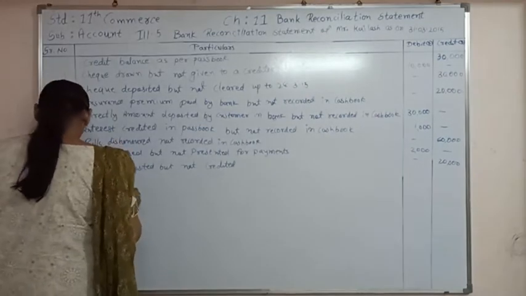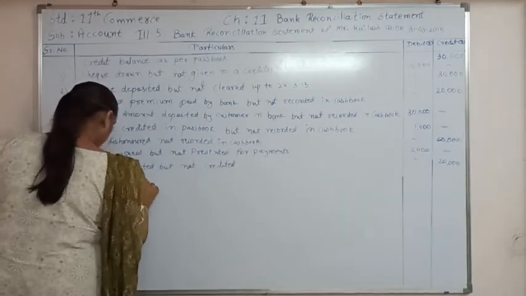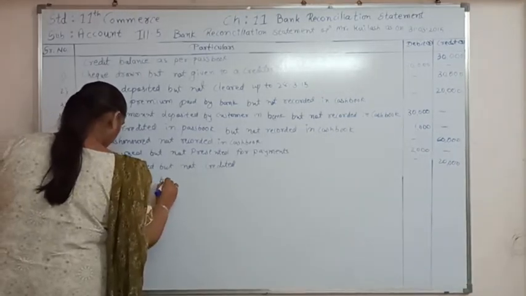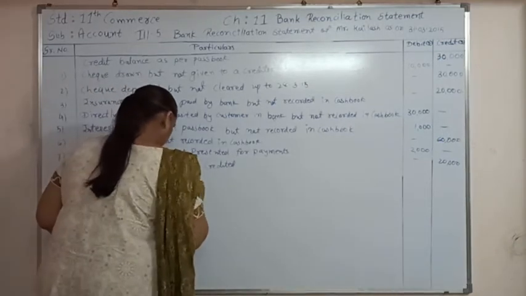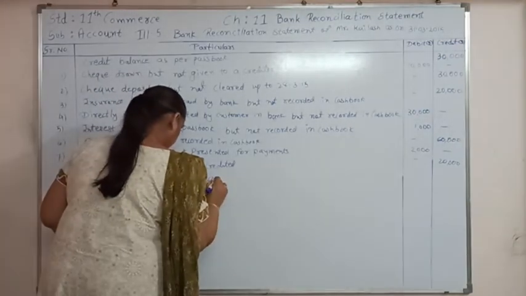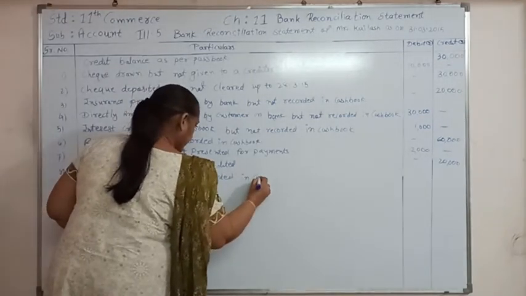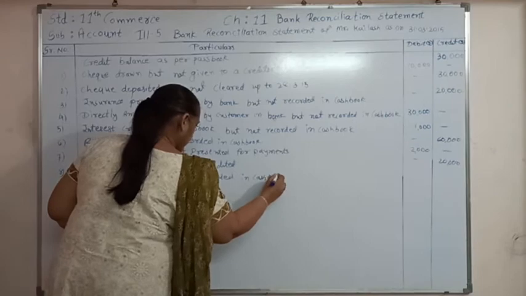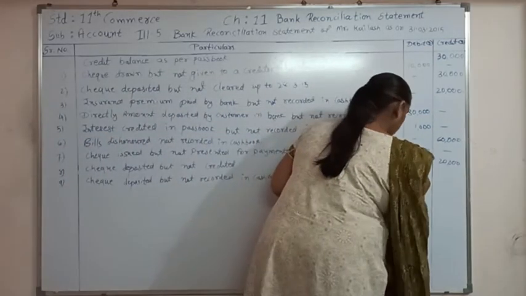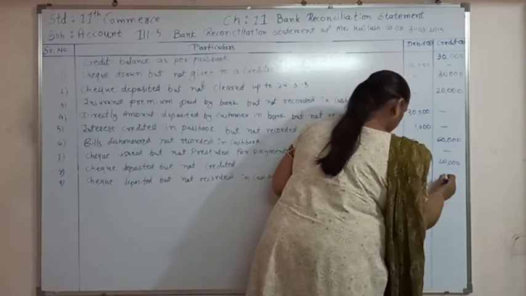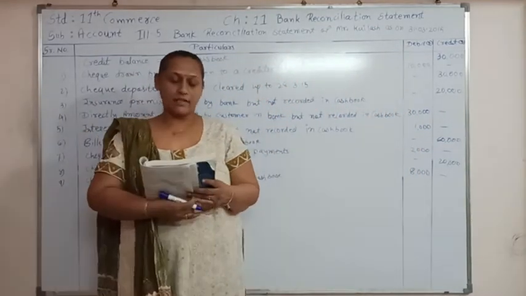Check deposited but not recorded in cash book. So that will be of rupees 8,000. Now let's see the last transaction, that is 10 number.